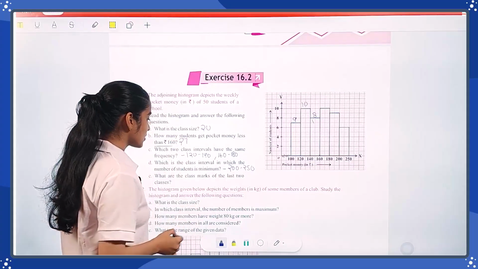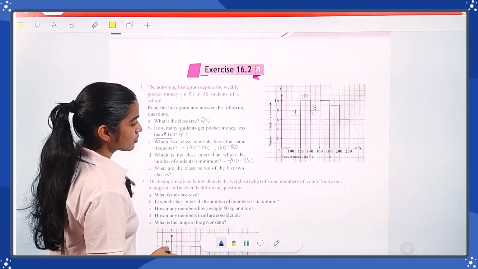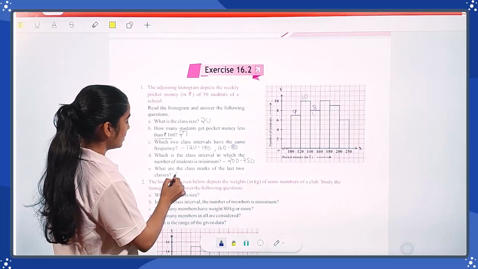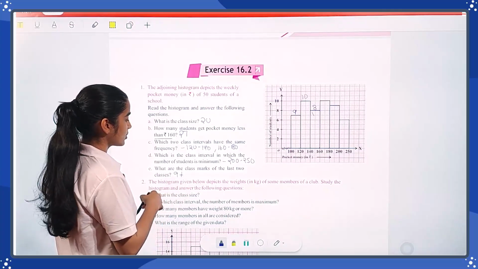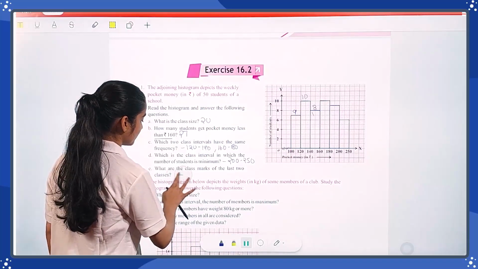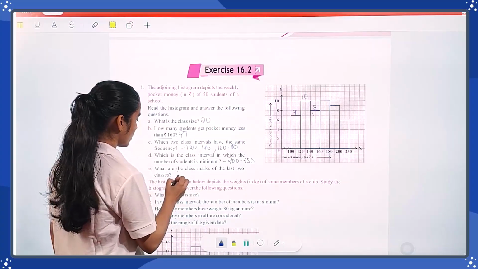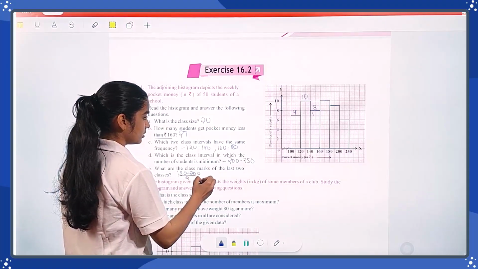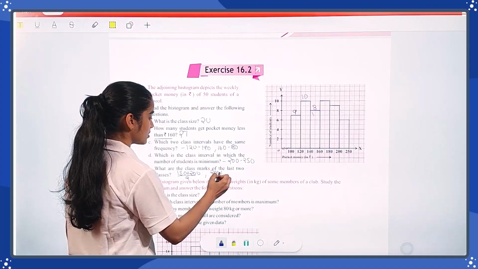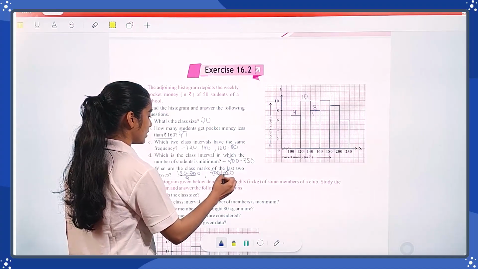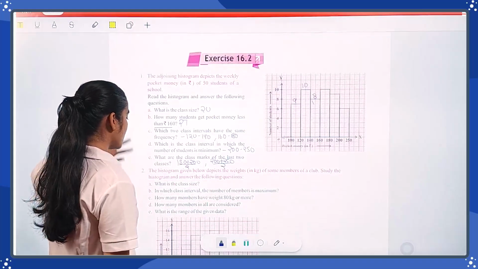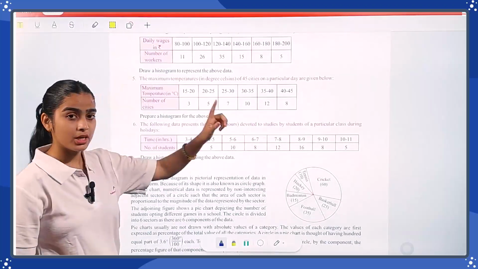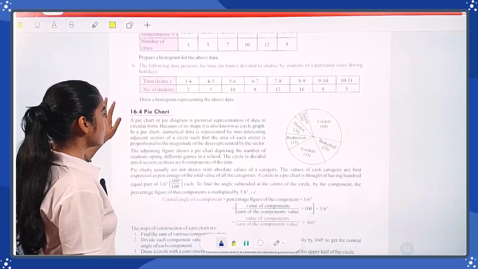What are the class marks of the last two classes? So the last two classes we have 180 to 200, which is 9, and the next, 200 to 250. What are the class marks? Okay, so 180 plus 200 divided by 2, and the second one is 200 plus 250 divided by 2. So this is your answer. Okay, in the same way you have to answer this, then you have to make your histogram as I explained in your example. Now we move forward to the pie chart.